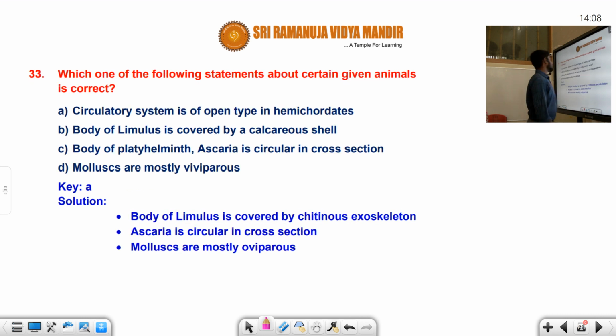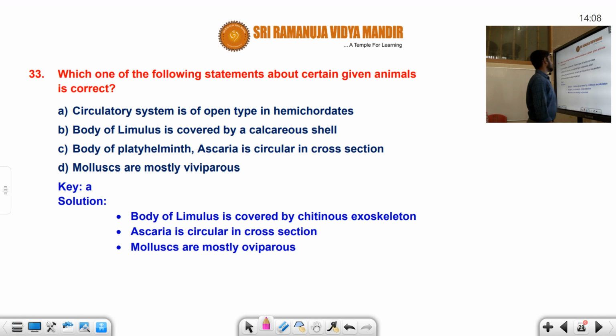Next, which of the following statements about the given animals is correct? You need to identify the correct statement. Circulatory system is open type in Hemichordata. This is correct. The body of Limulus is covered by calcareous shell. No, it is not covered by any calcareous shell. It is covered by chitinous exoskeleton.